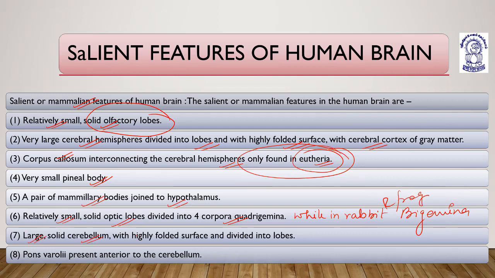Large solid cerebellum with highly folded surface and divided into lobes. Pons varolii present anterior to the cerebellum. So the salient features of human brain: solid olfactory lobes, large cerebral hemispheres divided into lobes with highly folded surface or cerebral cortex of gray matter, corpus callosum interconnecting the cerebral hemispheres only found in eutherians, very small pineal body, a pair of mammillary bodies joined to hypothalamus, relatively small solid optic lobes consisting of four corpora quadrigemina, while in rabbit and frog it is bigemina. Large solid cerebellum with highly folded surface and divided into lobes. Pons varolii present anterior to the cerebellum.